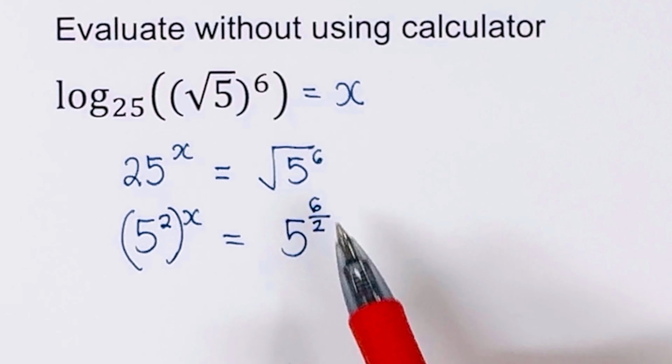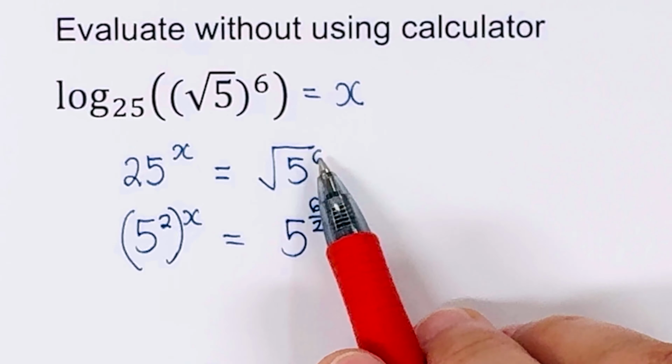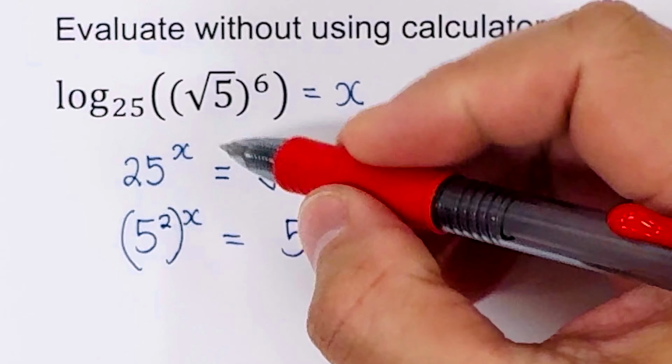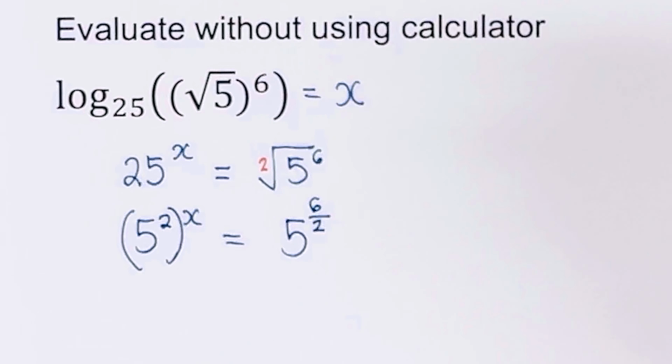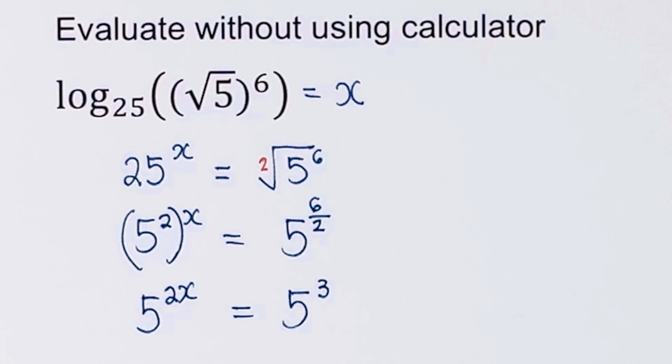So this expression would come out. The reason why this is 6 over 2 is because we got a 6 here. And remember the index that we have here, it's an invisible 2. So that's how I got the 2 there. So that we can go ahead and simplify this further. So what I did here was I used the property of exponent. So 2 times x would be 2x. 6 divided by 2 is 3.